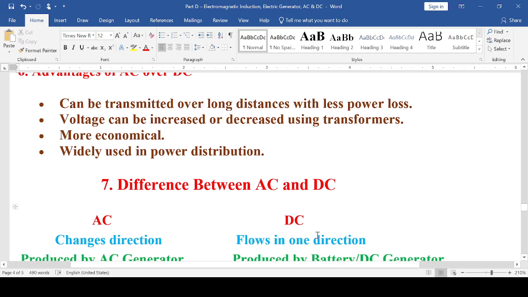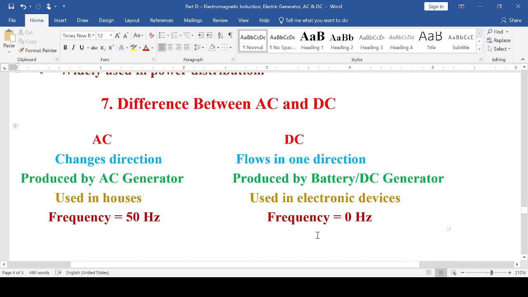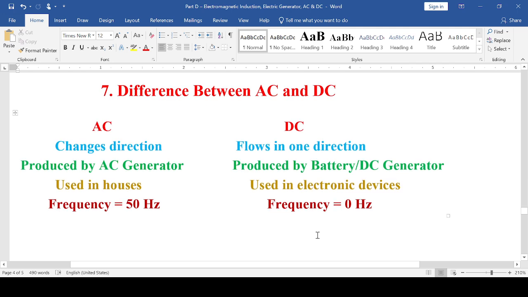So what are the differences between AC and DC? AC will change direction, DC will flow in one direction. AC is produced by AC generator, DC is produced either by a battery or DC generator. AC is used in homes, DC is used in electronic devices. AC frequency is 50 Hz and DC is 0 Hz.